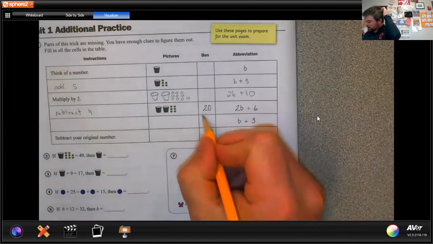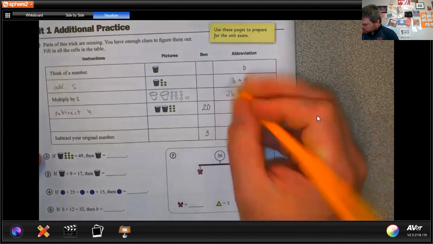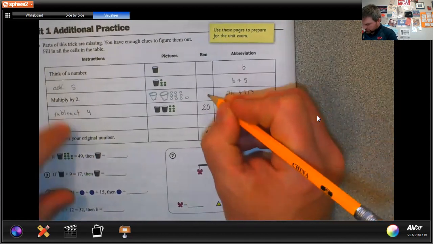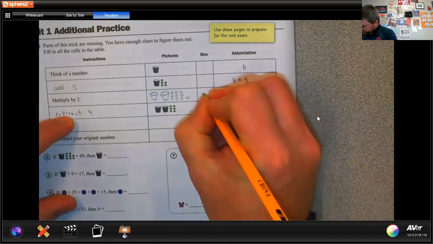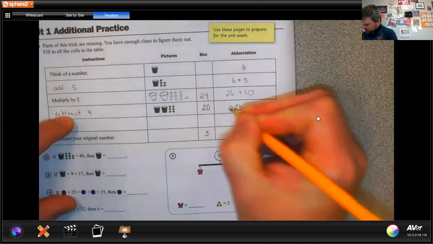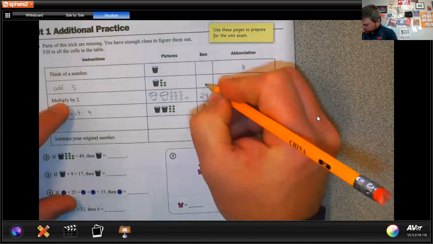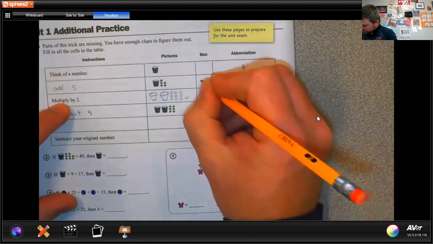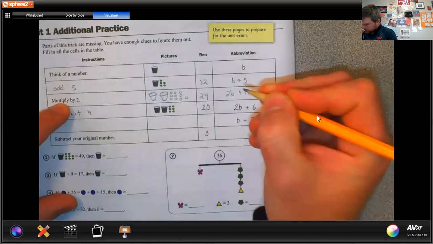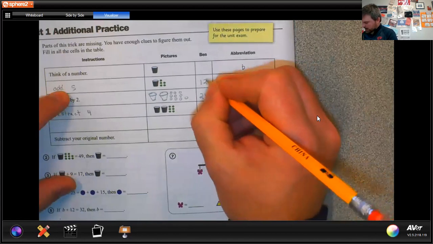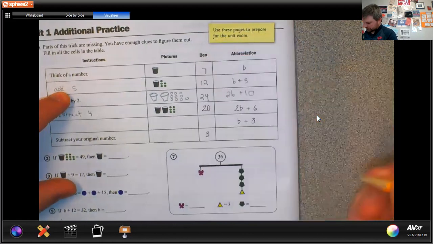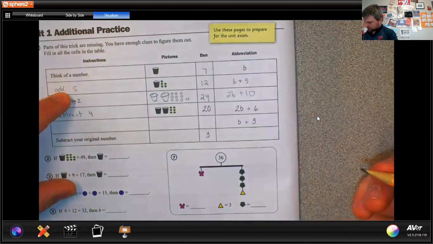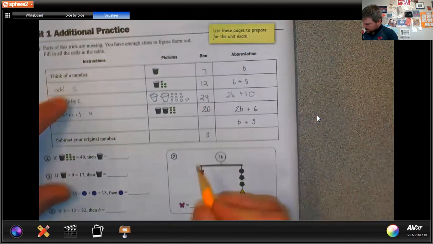So now we actually have a number here that we can work with. So remember, going from here to here, we do the inverse of this. So instead of subtracting 4, we're going to add 4. So now we got 24 there. Okay, and from here to here, instead of multiplying by 2, we're going to divide by 2. So that's 12. And then instead of adding 5, we're going to subtract 5. So that would be 7. Okay, so kind of work backwards there.